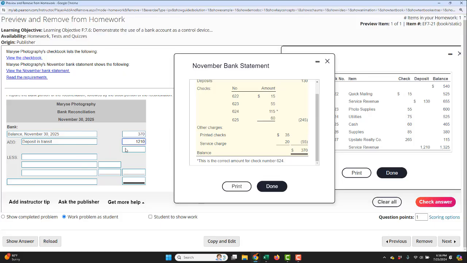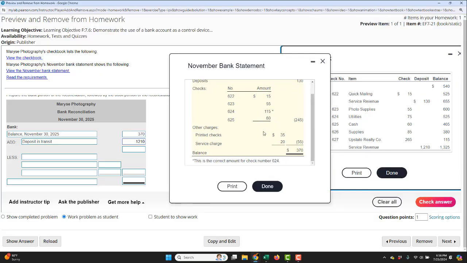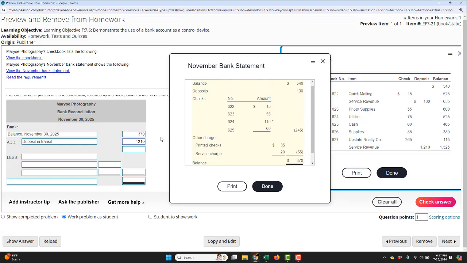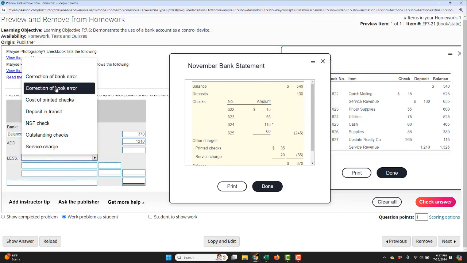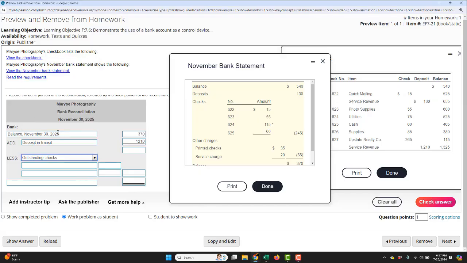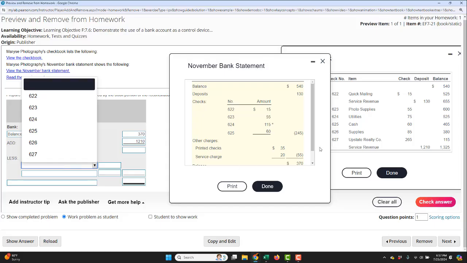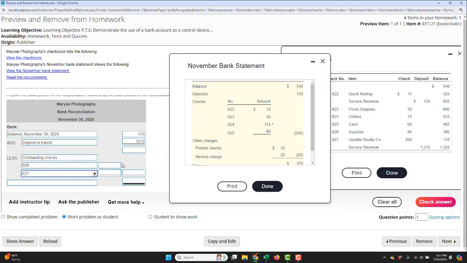And then what are the amounts that we have to take out of the bank? It's going to be these checks that we wrote but are not yet reflected in the bank account statement. Whoever we gave the checks to has not actually cashed the check yet, so it has not come out of our account in the bank. So we're going to have outstanding checks. And we have two outstanding checks, 626 and 627.